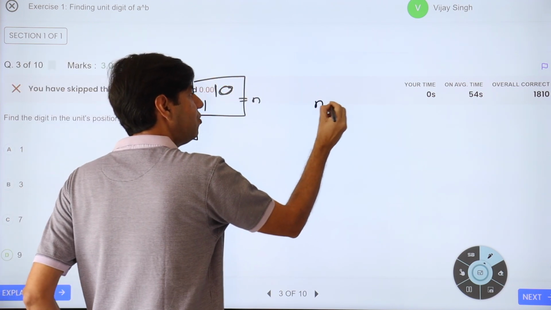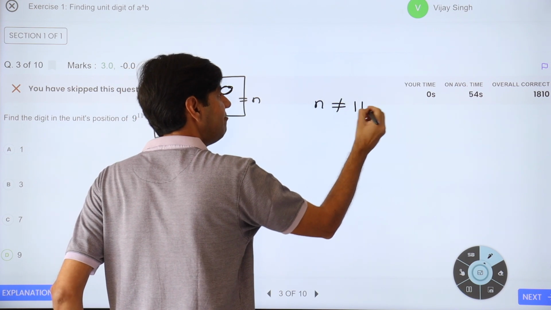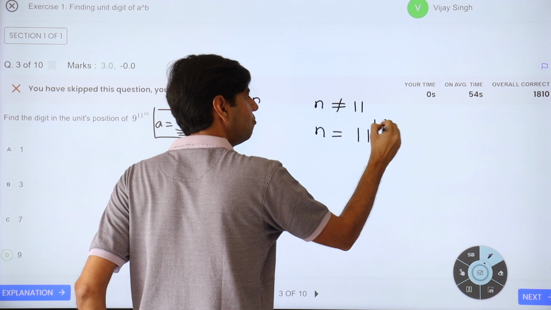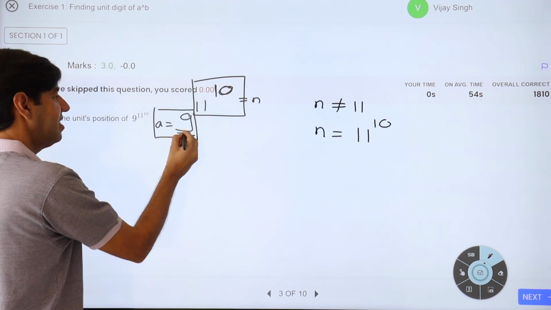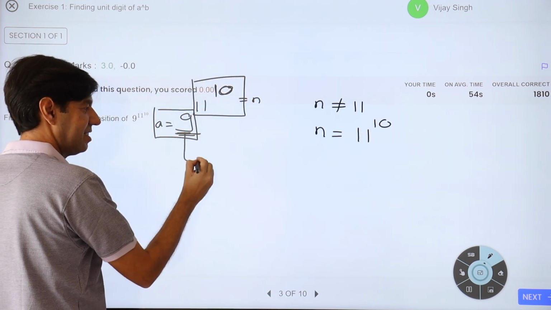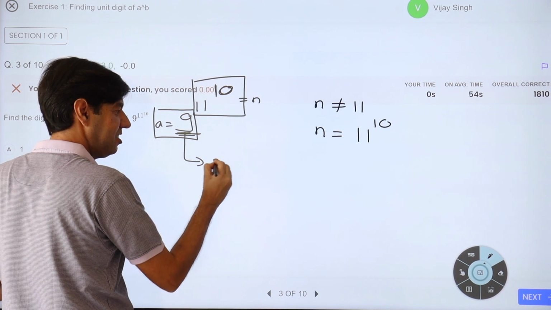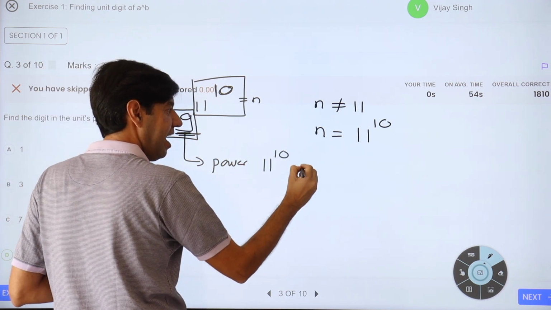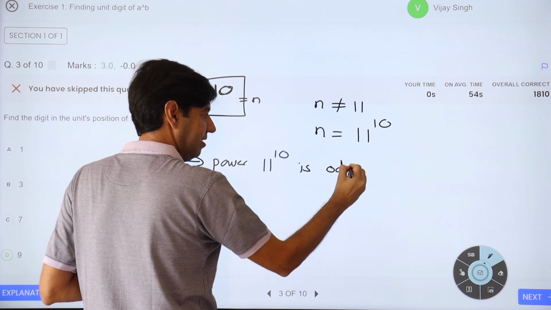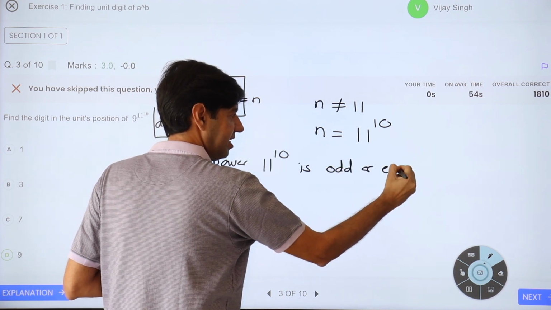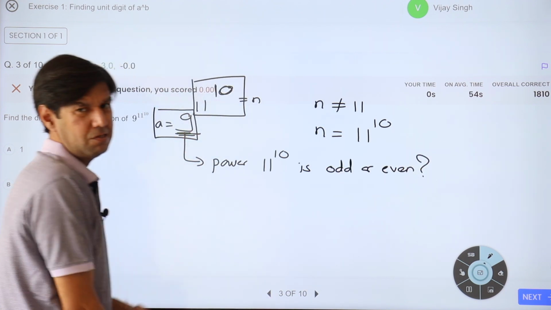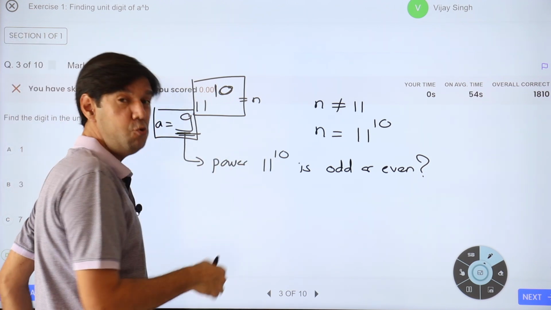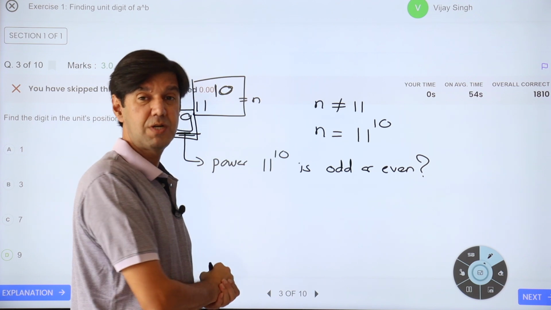So n is not equal to 11. n is equal to 11 raised to 10. Since this is a case of 9, we will check whether the power, that is 11 raised to 10, is odd or even. That's it, what we need to check. So the question is as easy as this, right?